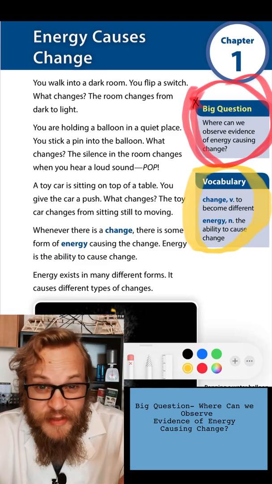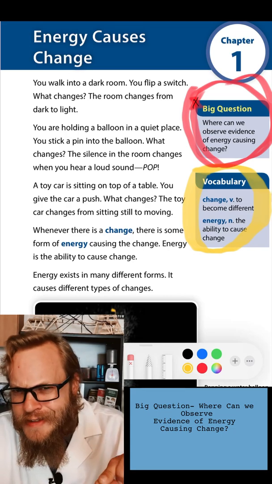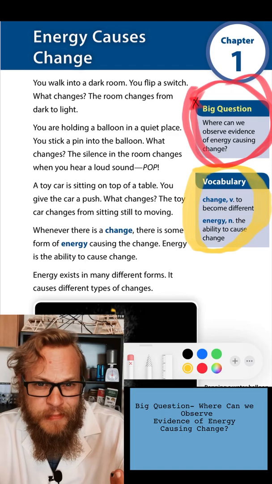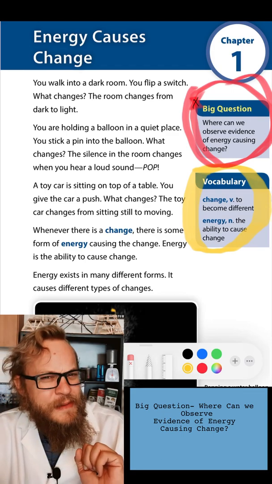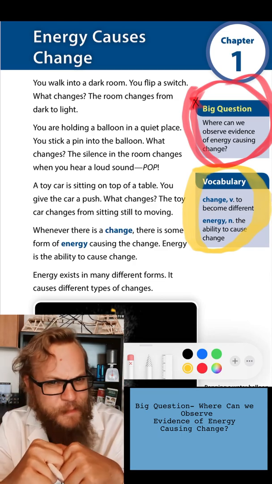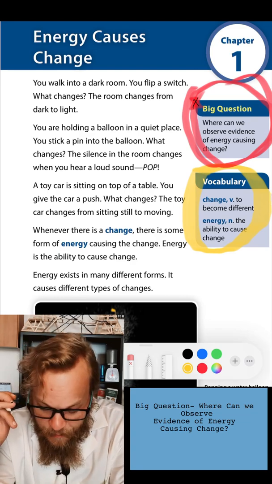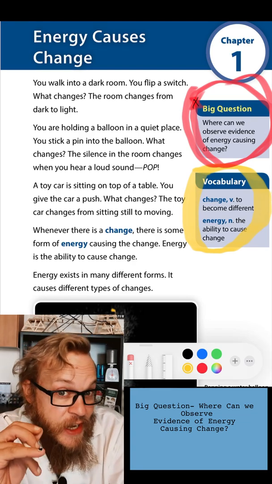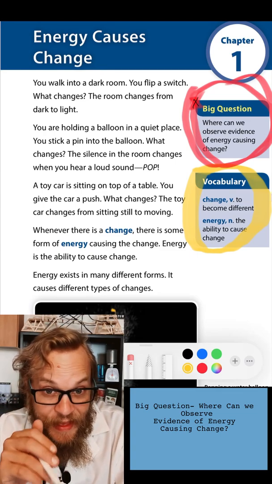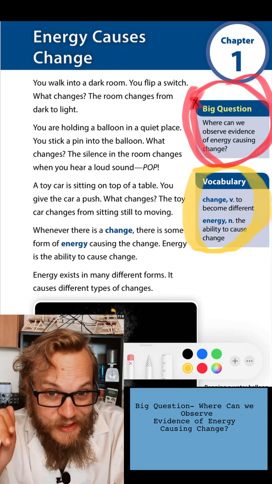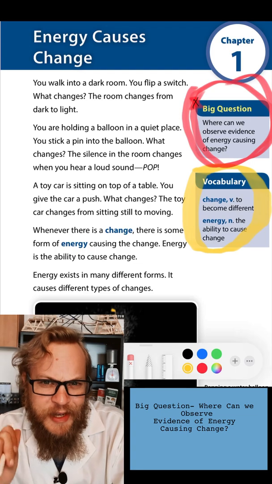It's a person, place, or thing, or concept. Energy is more of a concept because we know it exists, but it's not very tangible. We can measure it, but we can't hold on to it. So energy, being a noun, is the ability to cause change. So you can't have change without energy, and you need energy to change something. It's the ability to cause change.